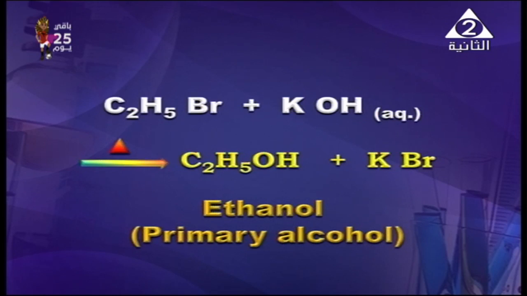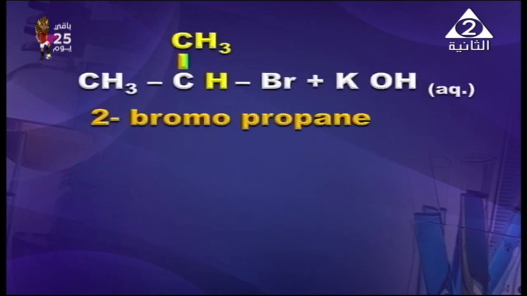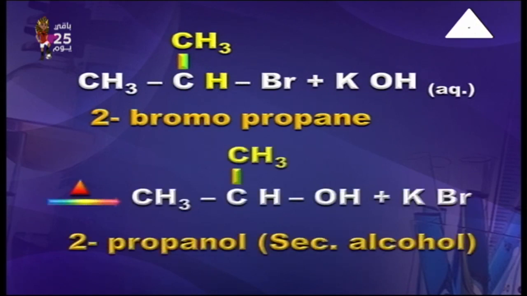Here ethyl bromide is a primary alkyl halide, as the halogen atom is attached to a carbon attached to one alkyl radical, and so it gives an alcohol where the carbon of the carbonyl group is also attached to one alkyl radical. But on using 2-bromopropane with potassium hydroxide in aqueous solution, the halogen atom, bromine, is attached to a carbon joined to two alkyl radicals. So on hydrolysis, it gives 2-propanol, which is also a secondary monohydric alcohol, as 2 alkyl radicals are attached to the carbon of the carbonyl group.